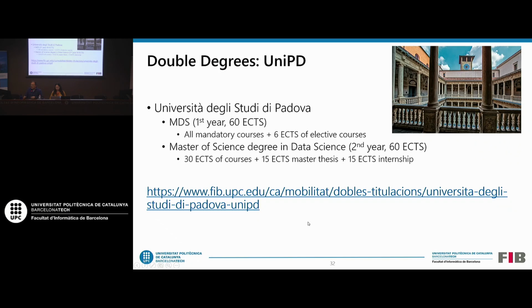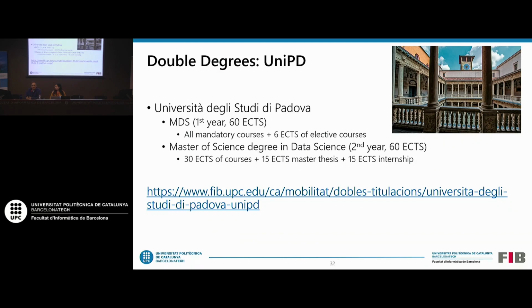So let me tell you the double degrees that you can consider for the Master of Data Science. I remind you, a double degree means that you do the mobility, and at the end of the mobility you get the Master in Data Science from FIB and the Master degree in the destination university, okay? So these are the conditions to do it with the University of Padova. Padova is one of the oldest universities in Italy, but also has probably the best Master of Data Science in Italy, so that's why we signed with them.